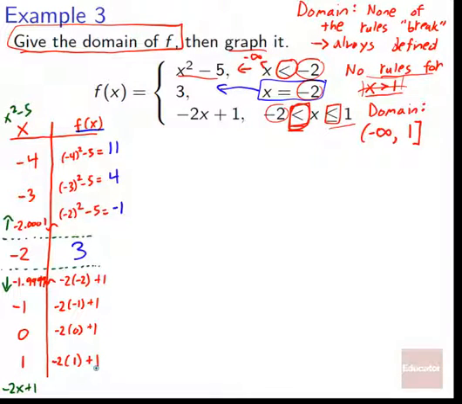Negative 2 times 1 plus 1, what do those all equal? Negative 2 times negative 2 is positive 4, 4 plus 1 is 5. Negative 2 times negative 1 is positive 2, plus 1 is 3. Negative 2 times 0 is 0, plus 1 is 1. Negative 2 times 1 is negative 2, plus 1 is negative 1. Great, so now we're in a position to be able to graph it.